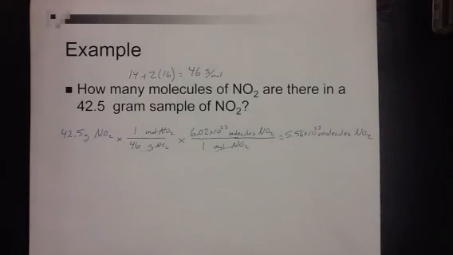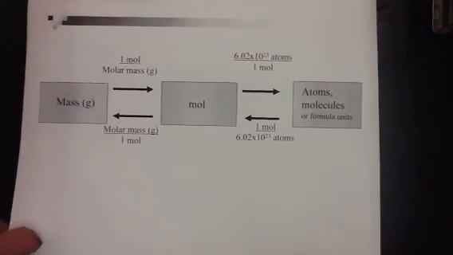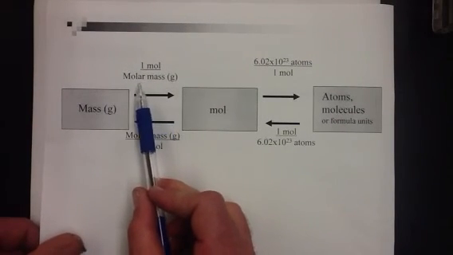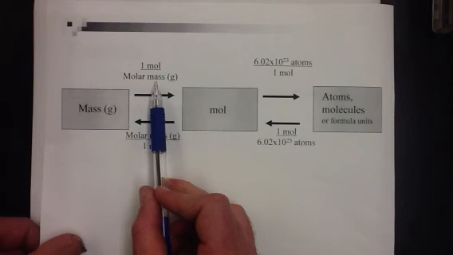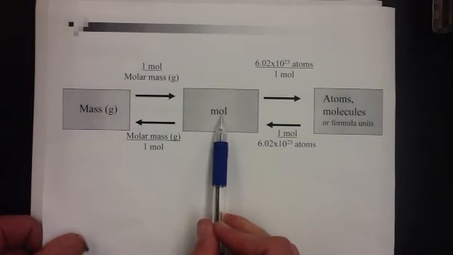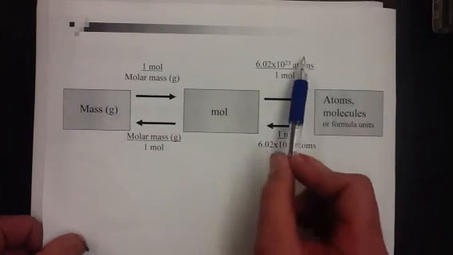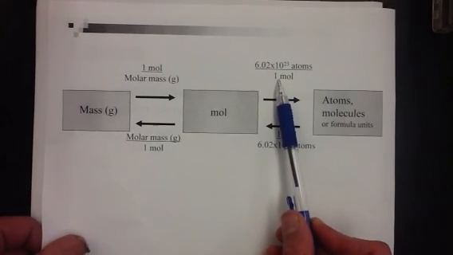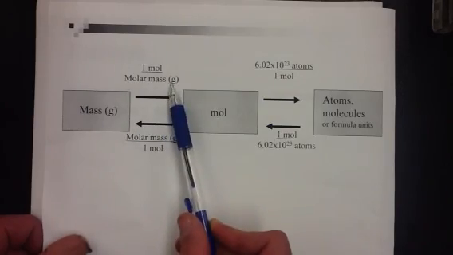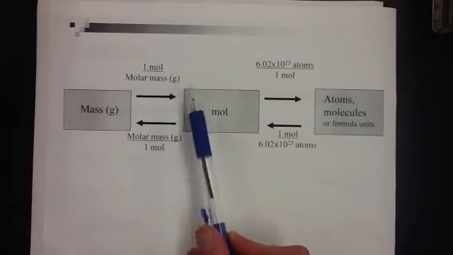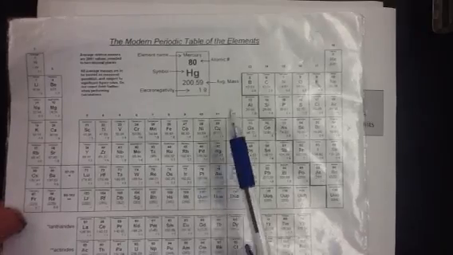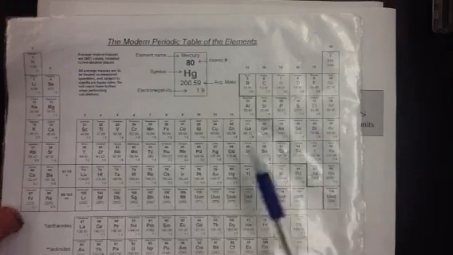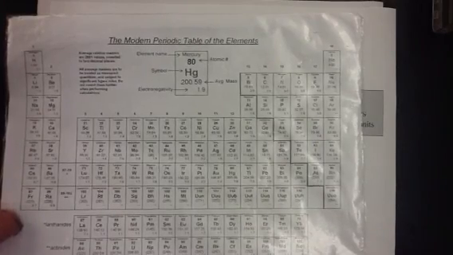And so this was an example where we were given the mass of a substance. We used its molar mass. It was a compound, so we had to add up the molar masses of each element within the compound. That converted us to moles. And then to go from moles to number of particles, we used Avogadro's number. You're always going to use Avogadro's number no matter what the substance is. Molar mass is going to vary depending upon what element it is, and you'll need to use your periodic table to find the molar mass of that element, or if it's a compound, to add together the molar masses of each element within the compound.